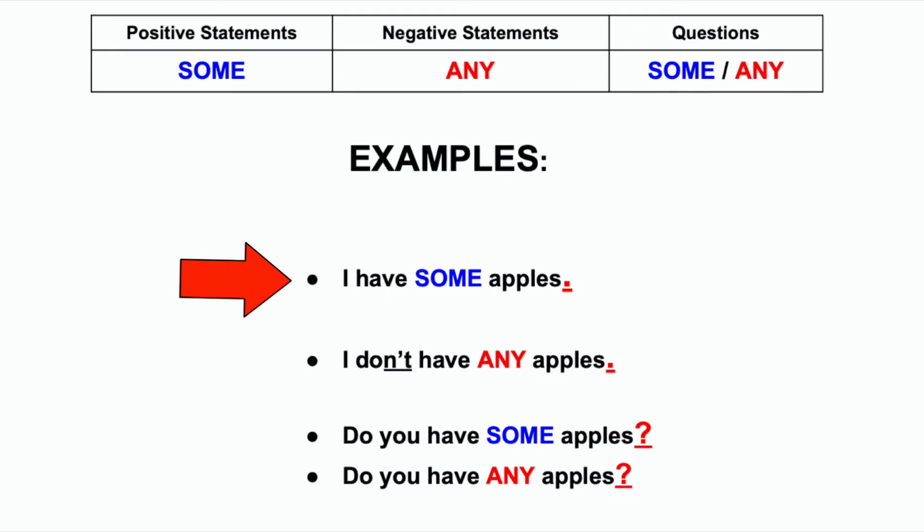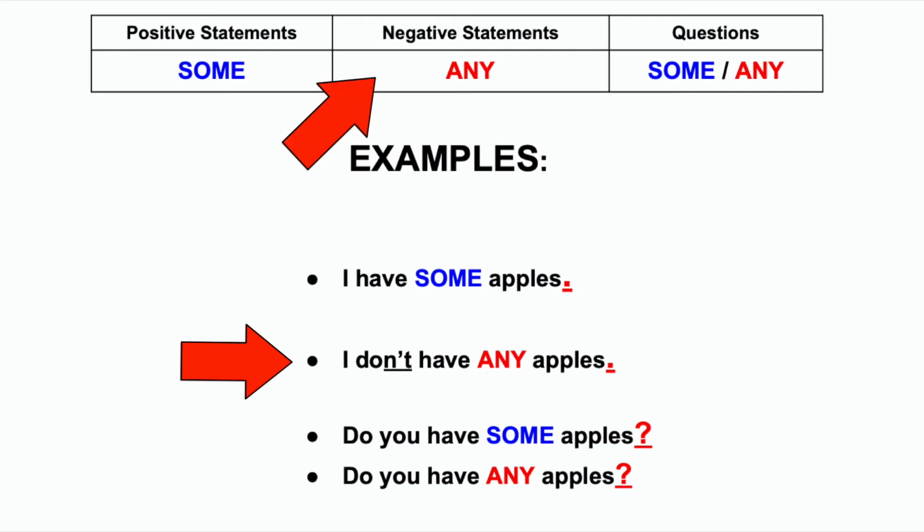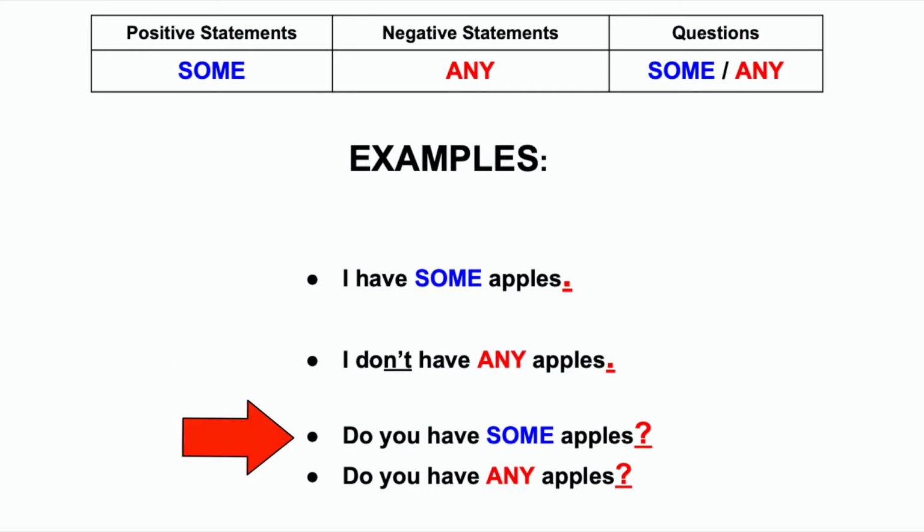Here's some examples. I have some apples. It's a statement because it ends with a period, and we use some because it is a positive statement. I don't have any apples. It's a statement because it ends with a period, but it does contain the word not, so it is a negative statement and we can only use any. But both of these, do you have some apples? Question. Do you have any apples? Both of those are correct and it's your choice.